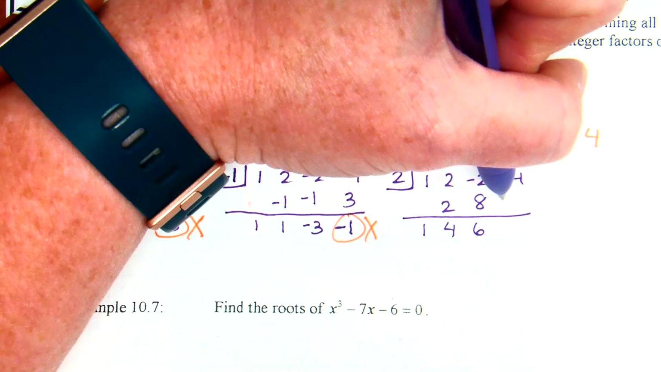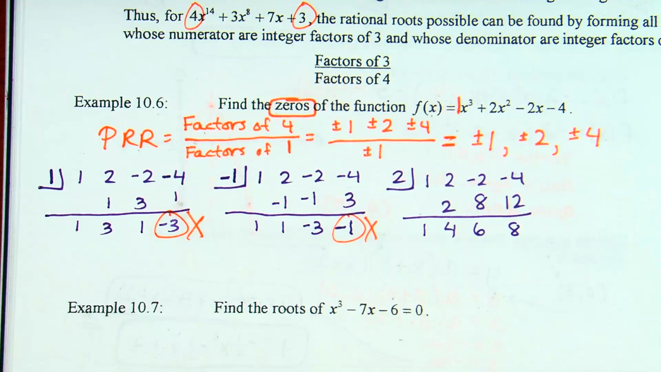I got a remainder of 8. So what do we know? Still not working. So now what? Keep going. Hey, we've tried half of them. It's got to work at some point.